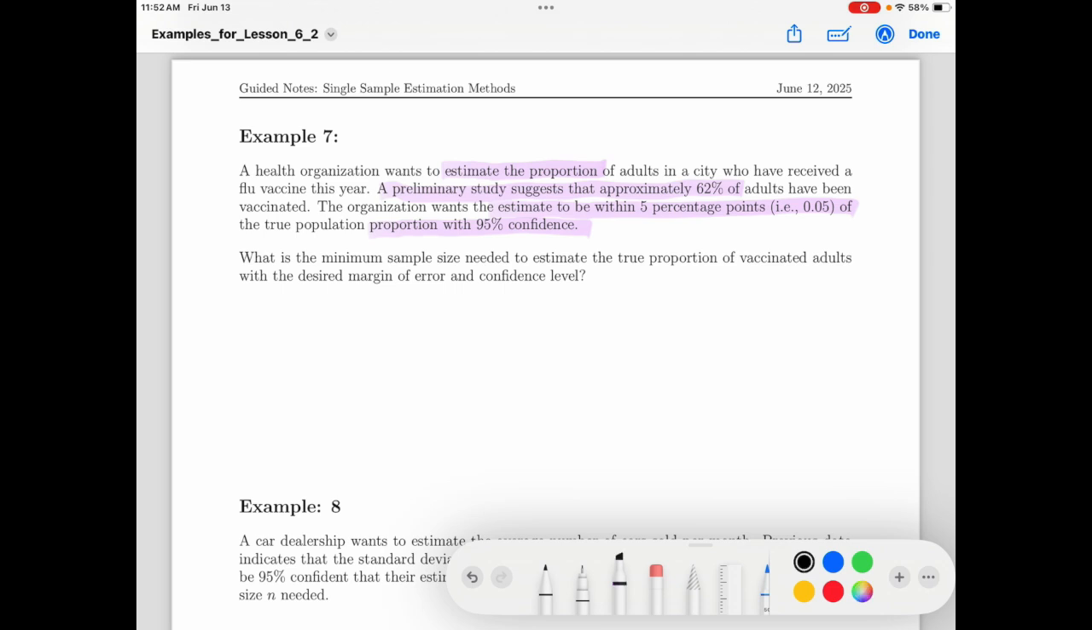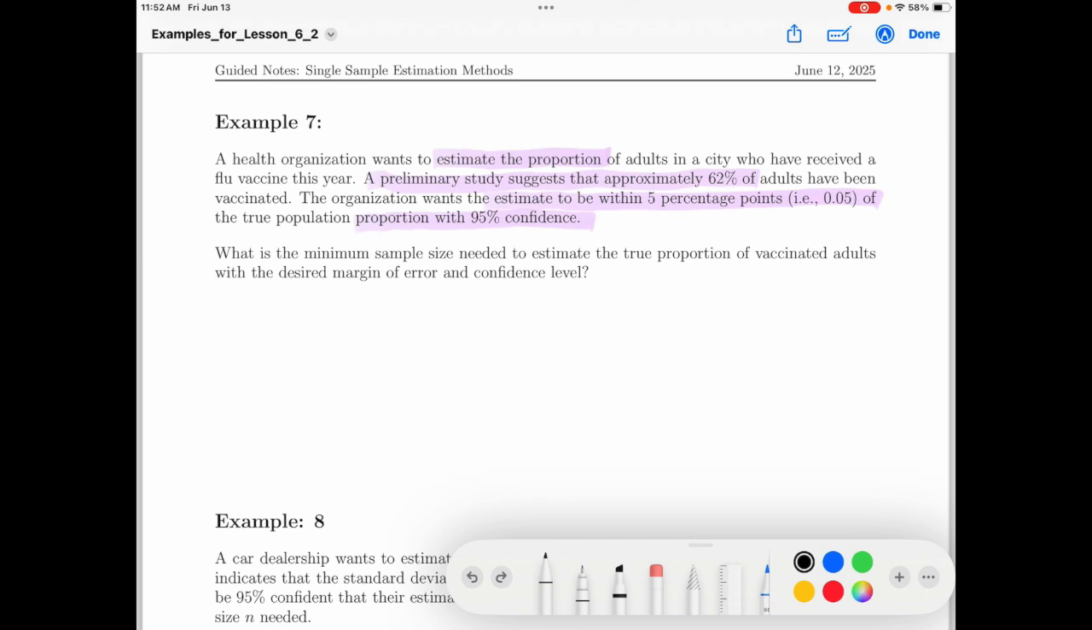So let's write all this down. We have our preliminary proportion is 62% or 0.62. Our confidence level is 0.95. Our error is 0.05. And even though it doesn't tell us, we know that our Q is going to be 0.38 because it's the complement of 0.62.